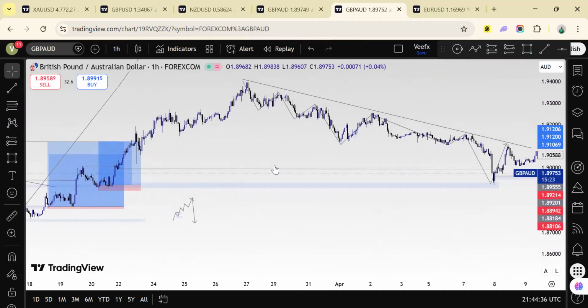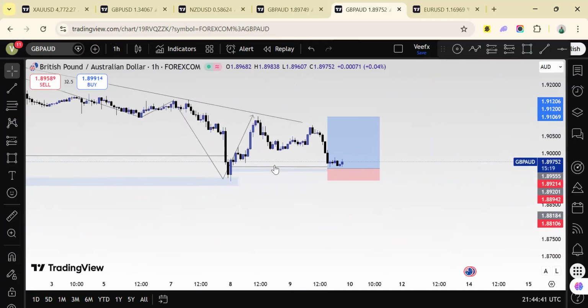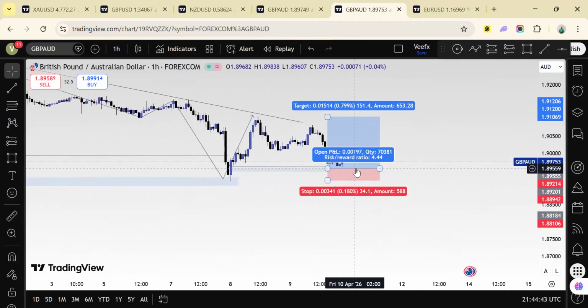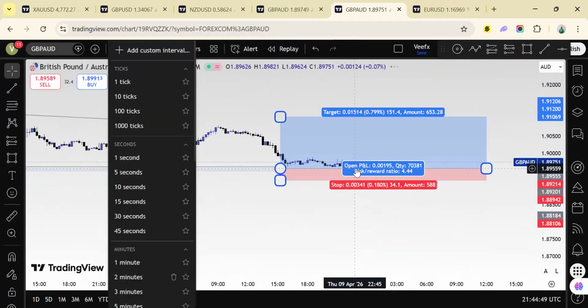So that's it. Same thing with this entry here that I am looking out for us to enter for this buy. It's also a breaker block. It's also the same concept. I got it on the 15 minutes time frame.